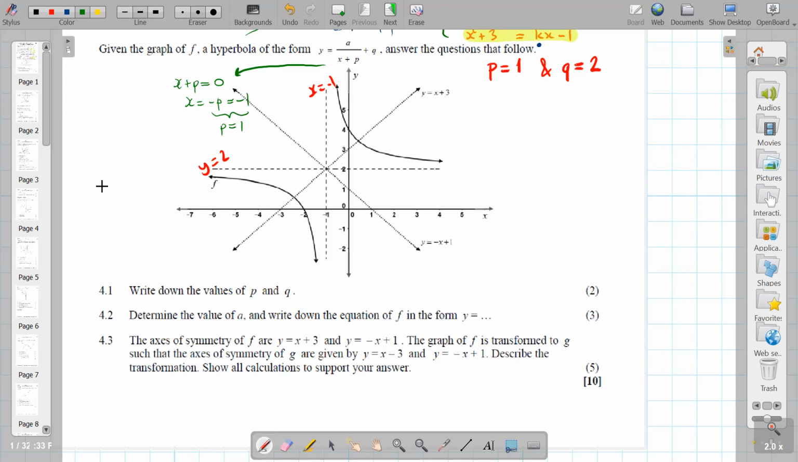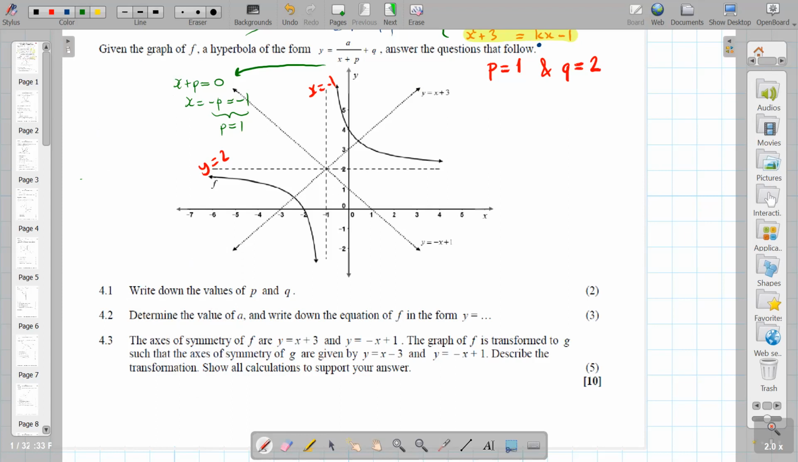Because if you say p is -1, then it becomes x minus 1. And if in the denominator it is x minus 1, then what is the vertical asymptote when x minus 1 is in the denominator? The vertical asymptote is 1, not -1. So that will be wrong if I say p is -1, okay? All right, then the next one.